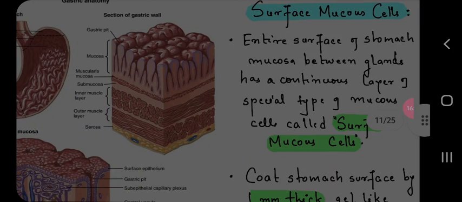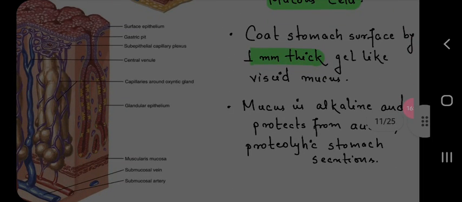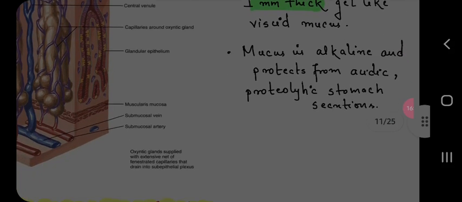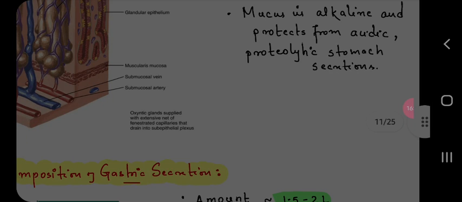Surface mucous cells. Entire surface of stomach, mucosa between glands has a continuous layer of a special type of mucous cells called surface mucous cells. They coat the stomach surface with 1 mm thick gel-like viscous mucus. Mucus is alkaline and protects from acidic proteolytic stomach secretion.